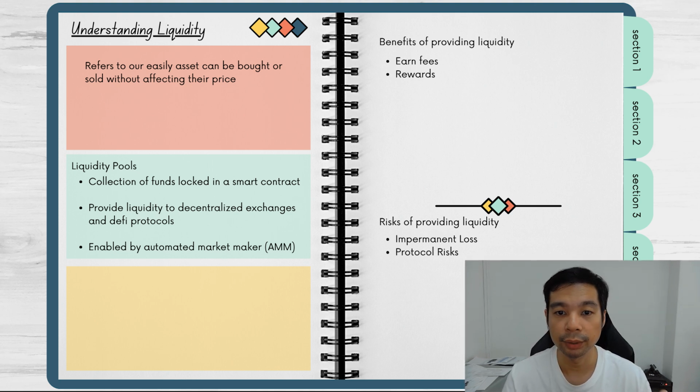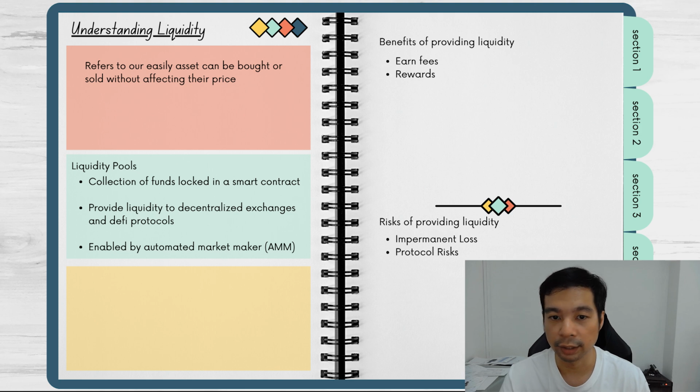However, providing liquidity also comes with risk. The first one that is very common is impermanent loss, which is IL. IL occurs when the price of an asset in the pool changes compared to when you deposited them, and this can result in a lower value of your assets when you try to withdraw them.